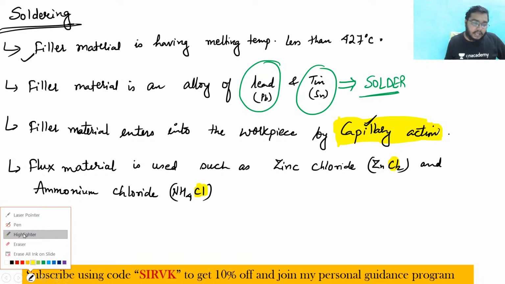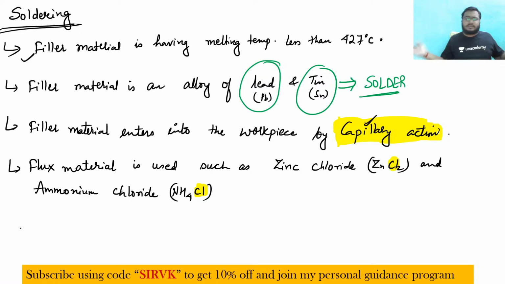So always keep that in mind. If you cannot remember, that's not an issue. Just remember that chlorine, Cl, is present in the flux material in our soldering. That would help you if any MCQ questions are asked, definitely you can answer them. So these are the flux materials that are used.